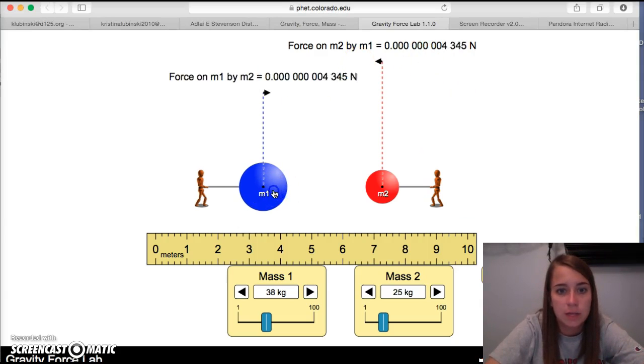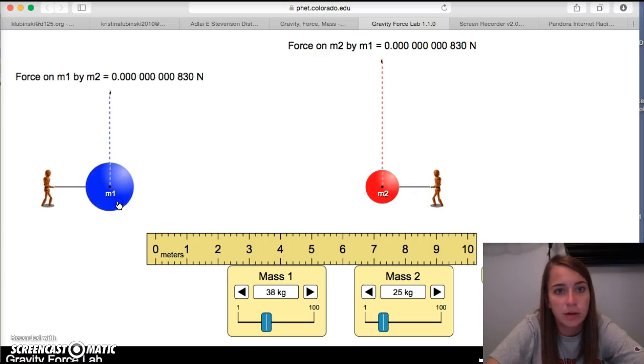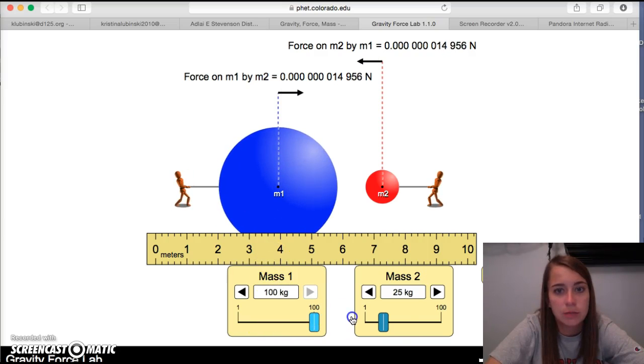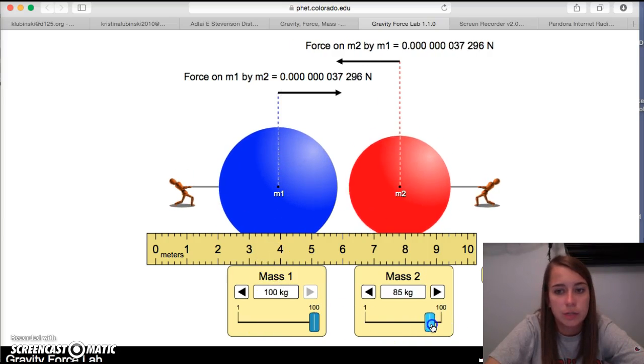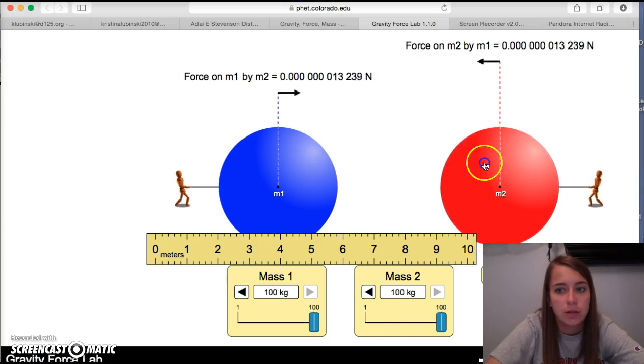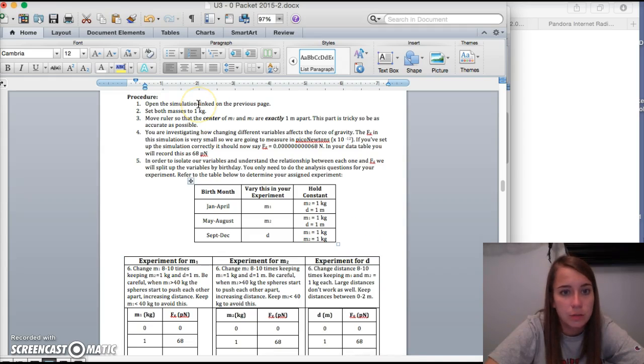I can move these masses closer together, and the force gets bigger. I can move them farther apart, and the force gets smaller. I can also change the mass of these objects. Force gets bigger, force gets bigger. You see that guy has to pull a lot harder to hang on to it, less hard. So you can already see the relationships, but again, we want to graphically and mathematically model them.